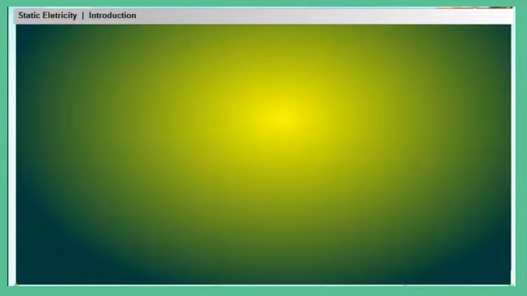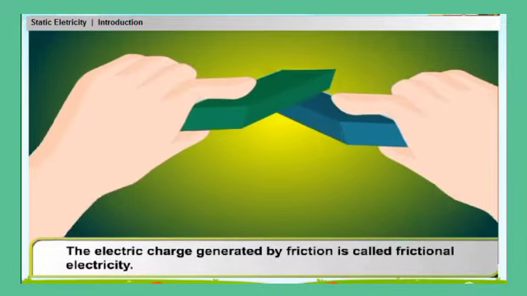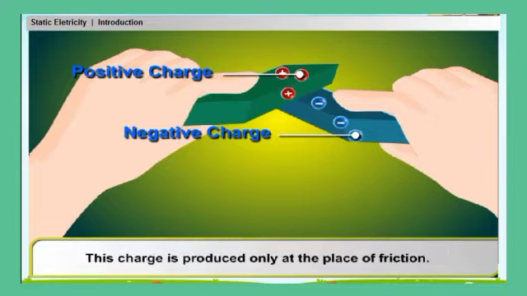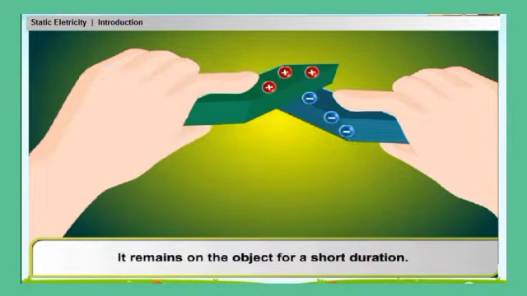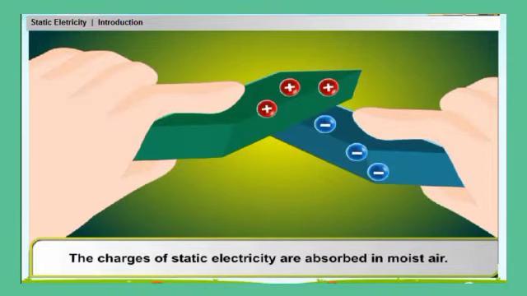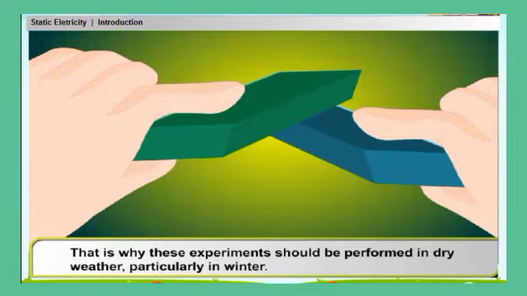Frictional electricity. The electric charge generated by friction is called frictional electricity. This charge is produced only at the place of friction. Hence, it is called static electricity. It remains on the object for a short duration. The charges of static electricity are absorbed by moist air. That is why these experiments should be performed in dry weather, particularly in winter.